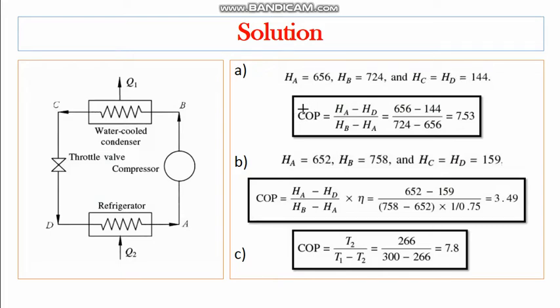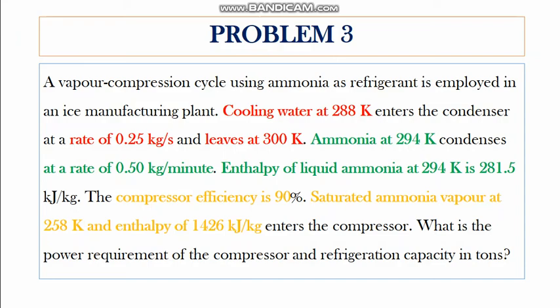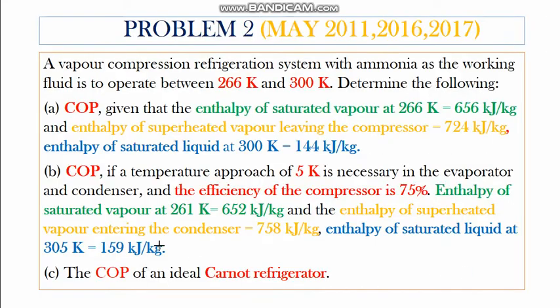So we know the COP formula for the vapor compression cycle. Just substitute all the values in this equation and get the answer. Okay, your first question is done. Now go back to your second question. The same COP, if a temperature approach of 5 Kelvin is necessary in the evaporator.